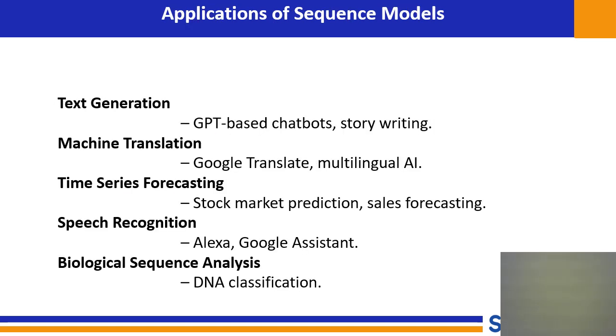These are some of the applications of sequence models. First application is text generation: GPT based chatbots, story writing. Second application is machine translation: Google Translate, multilingual AI. Third application is time series forecasting. Example, stock market prediction, sales forecasting. Fourth application, speech recognition. Example, Alexa, Google Assistant. And biological sequence analysis. Example, DNA classification.